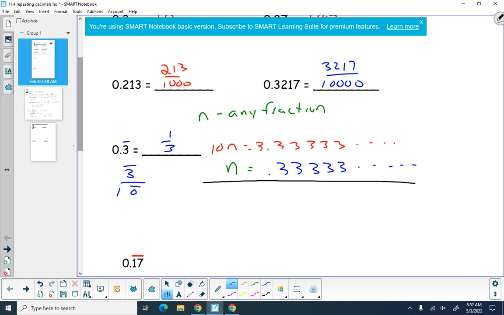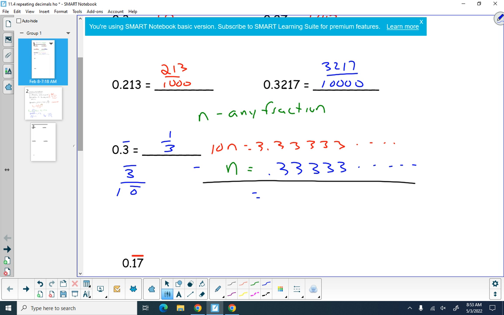If two things are equal, if this is equal to this and this is equal to this, I have equality here, I have equality here. If we would subtract equality from equality, I'm going to maintain equality. If I subtract two things that are equal from two things that are equal, I'm still going to get equal things.